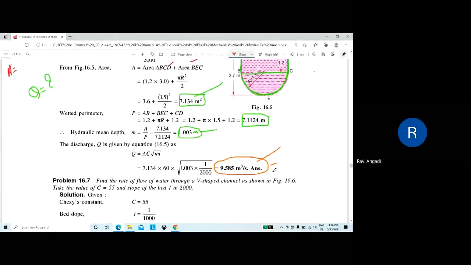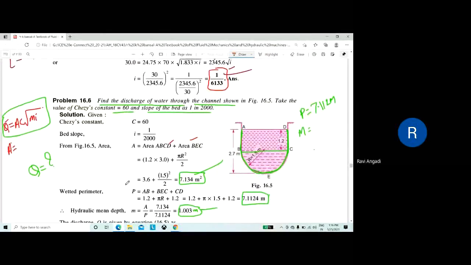All of you understood how to calculate these parameters. You only have to remember this one formula. Then A is calculated by the geometry of the channel section. C will always be given in a problem, since g is constant. If C is not given, the other parameter, Manning's constant, is given. That kind of problem I'll take tomorrow: how to calculate the C value by using Manning's constant.